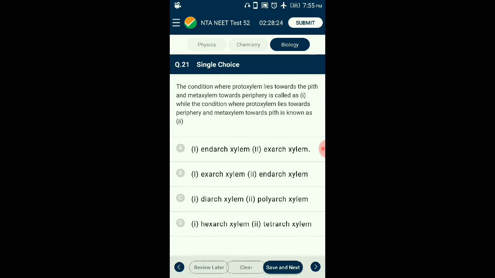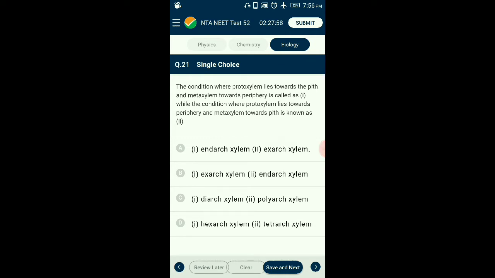Question number 21. The condition where protoxylem lies towards the pith and the metaxylem towards the periphery is called, while the condition where protoxylem lies towards the periphery and the metaxylem towards the pith is known as. The primary xylem tissue is of two types, protoxylem and metaxylem. The protoxylem is formed first and the metaxylem is formed later.